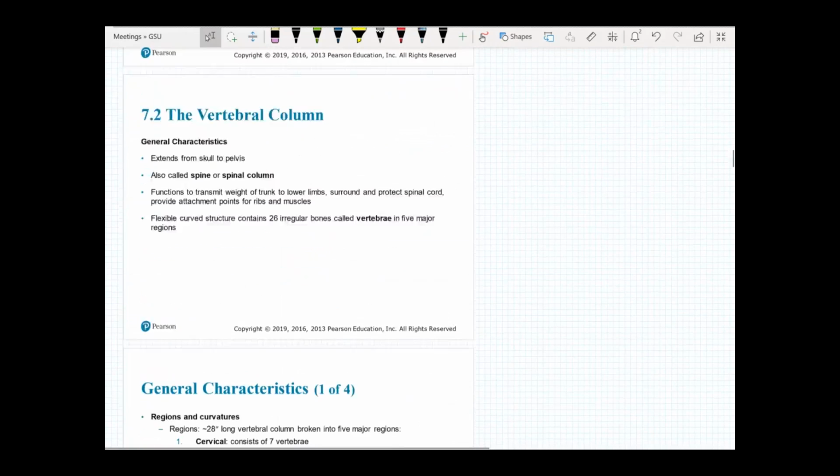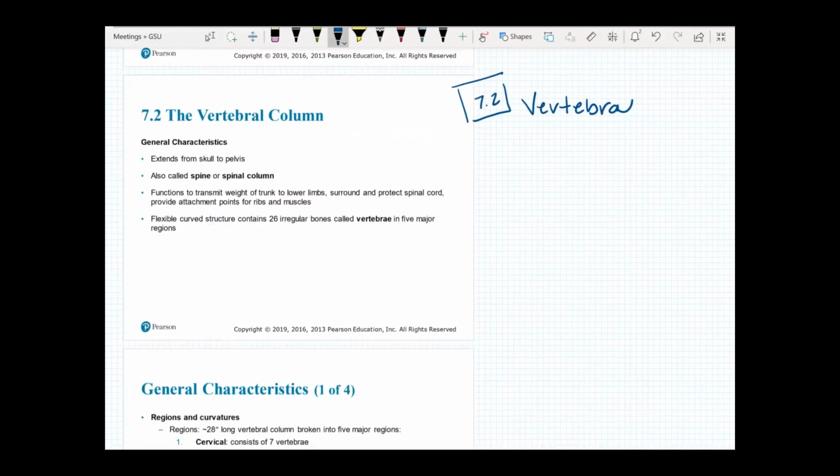Now moving on to the second part of the axial skeleton, we're going to do the vertebral column. This was also on the midline, and the vertebral column consists of a very organized set of bones. It covers from your skull all the way to your pelvis. It may also be called the spine or the spinal column. What is really important is that it will transmit weight from the upper part of the body to your lower limbs. It will protect the spinal cord and it will provide an attachment.